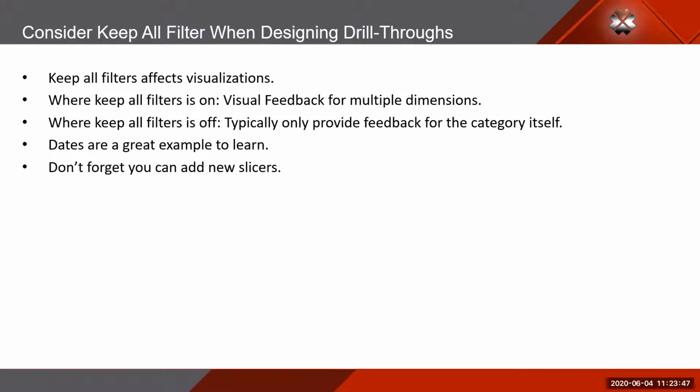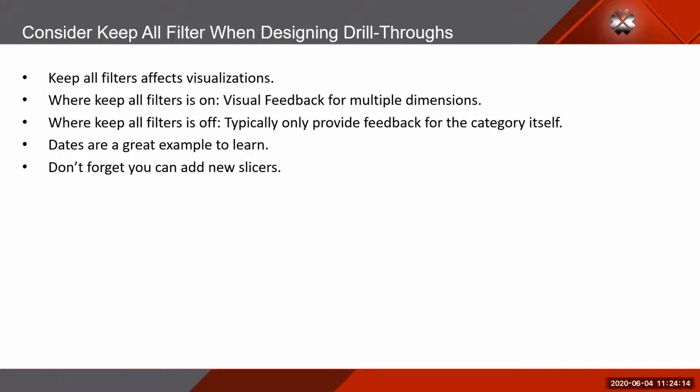Where keep all filters is off, you can typically only provide feedback for the category itself. This is, for example, if I'm drilling through on a product category and I don't have keep all filters on, I'll eventually be seeing data from all time, from the beginning of the data set chronologically to the end, and I'll be seeing other factors that may not necessarily have been active inside of a visual.